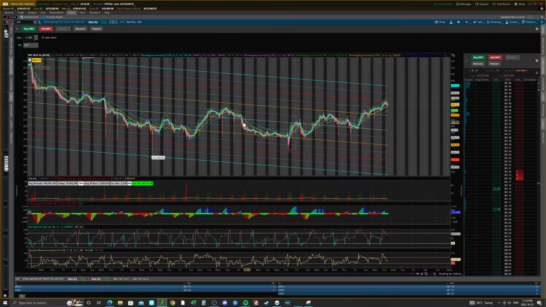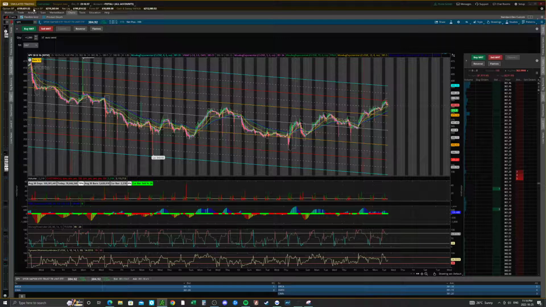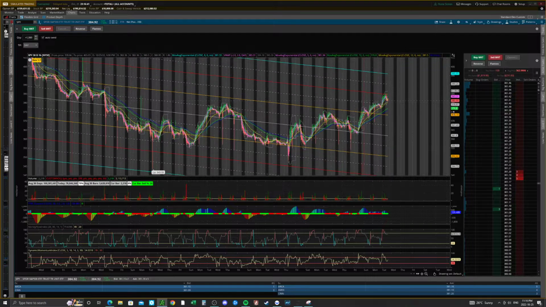Okay, so today I wanted to do something a little bit different actually. I'm going to show you a little tool that I use in my paper trade thinkorswim account. Basically I use this on the side just to map out entries and stuff.